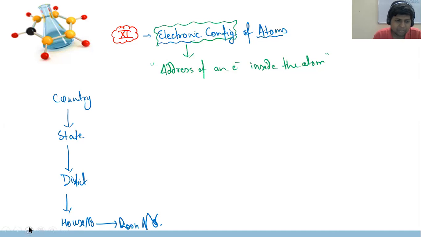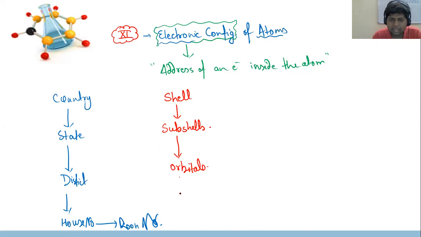Similarly for an electron, how do we locate an electron? First we specify the shell number. Now just like in one country there are many states, similarly in one shell there are many subshells, and in each subshell there are many orbitals. And in one orbital there are 2 electrons, both of which are separated by something called spin.